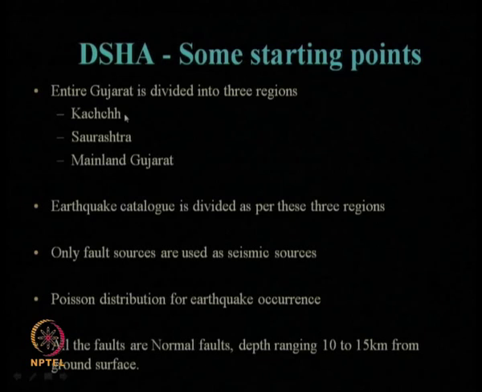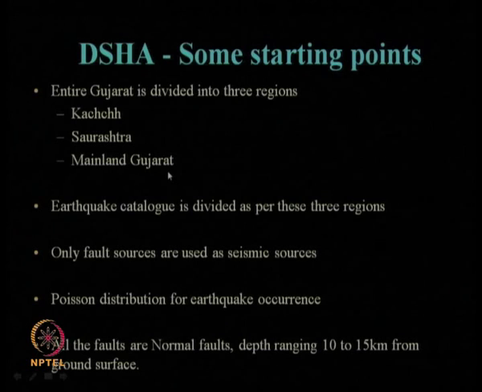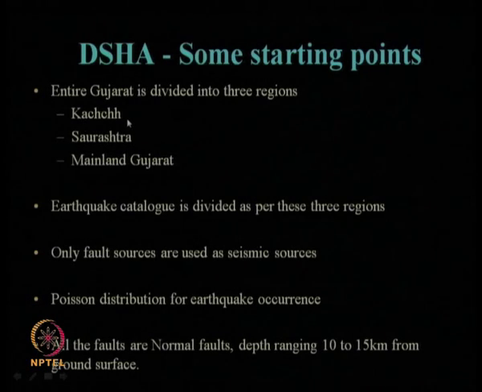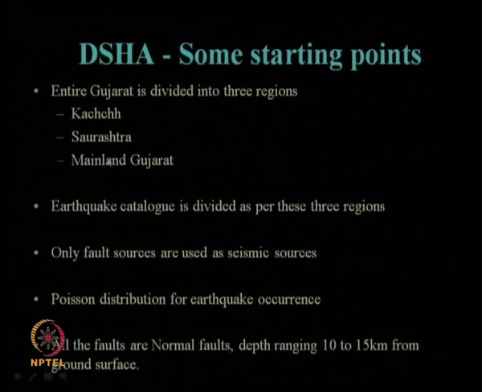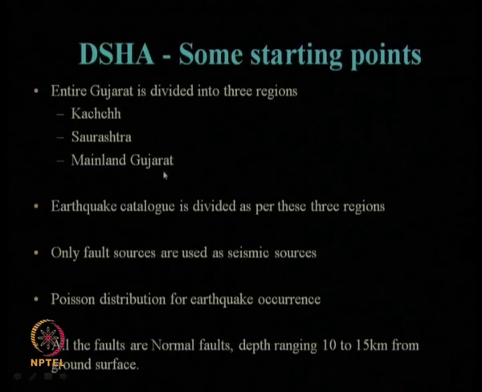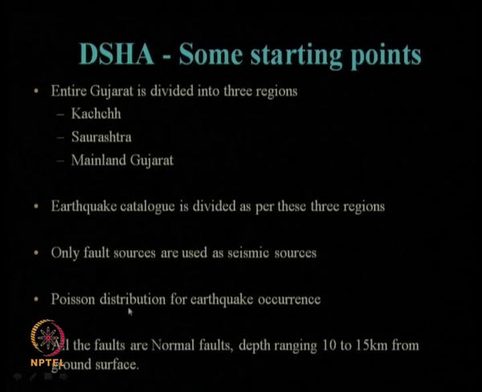In the DSHA, as I have already mentioned, the entire Gujarat was divided into three regions: Kutch region, Saurashtra region, and mainland Gujarat. Kutch region is in seismic zone 5, that is the highest seismic hazard zone. Then Saurashtra region is in zone 4, and mainland Gujarat is in zone 3. The earthquake catalog was also divided as per these three regions, and only fault sources were considered for the seismic sources.